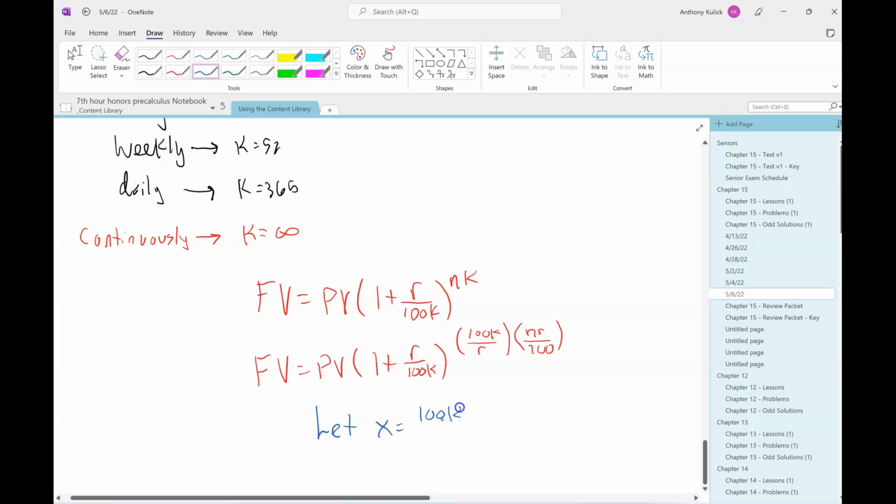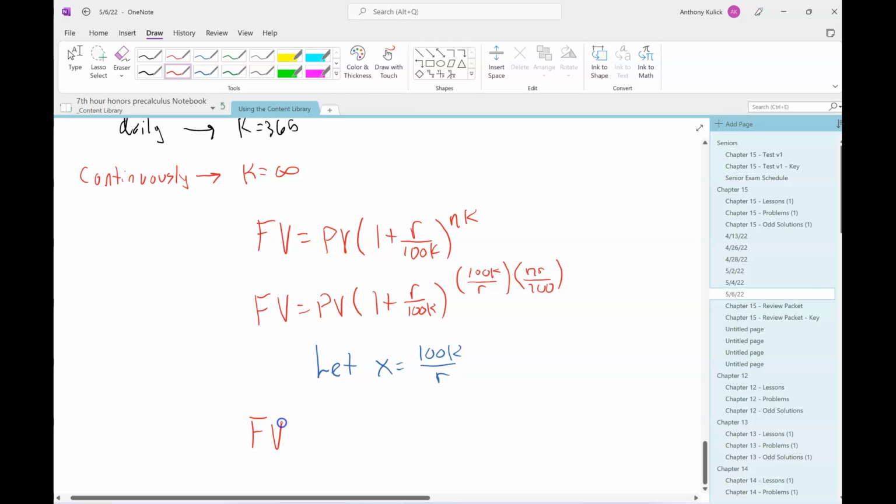I'm going to now make a substitution, and I'm going to rewrite 100K over R as X. So if 100K over R is X, what is R over 100K? 1 over X. And then that's an X. Maybe I'll make it a bracket. And I'm going to write that as an exponent of an exponent.